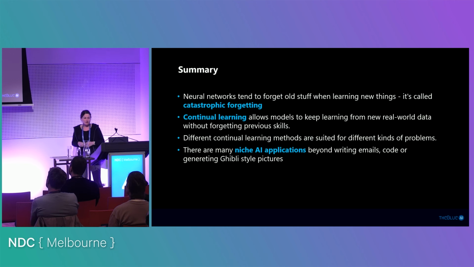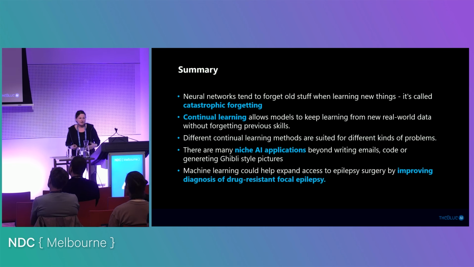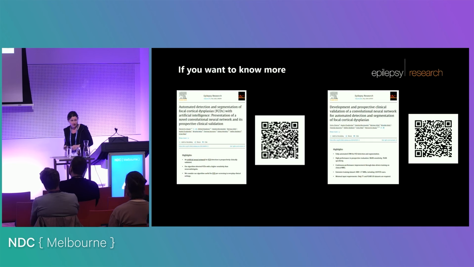We've also seen that there are some niche AI applications beyond writing emails, writing code, or generating the next Ghibli-style pictures that really can bring value even though they are not so much used in the headlines of the news. For example, using machine learning to help expand access to epilepsy surgery by improving the diagnosis of drug-resistant focal epilepsy. If you're interested in more details, we have published 2 scientific publications in epilepsy research.